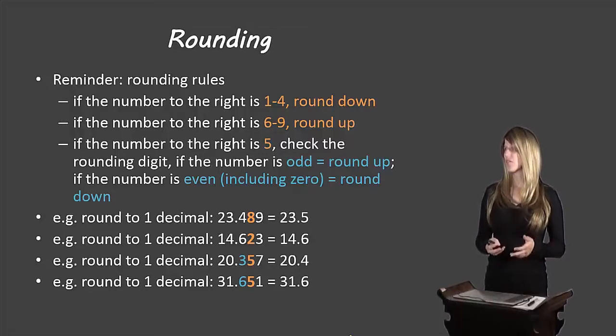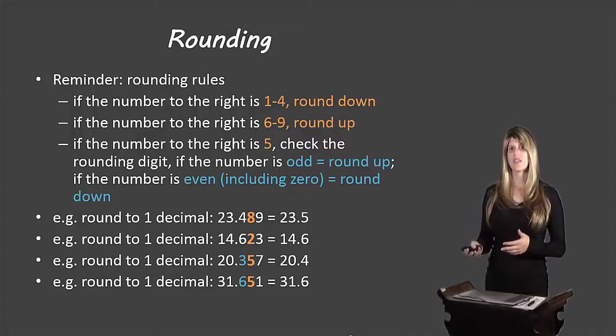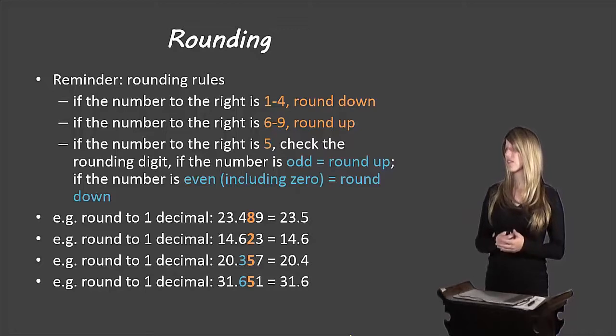If we're supposed to round to 1 decimal for the first one, if we look at our rounding digit, it's 4. So we look at the number to the right of that, it's 8, which is 6 or greater, so that means we'll round up. So the 4 gets turned into a 5. The next one, our rounding digit is 6. We look to the digit to the right, which is 2. That's in the 1 to 4 category, so we round down and we leave it the same at 6.